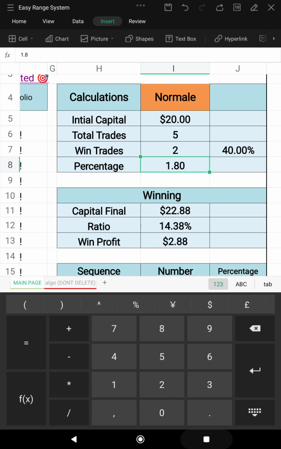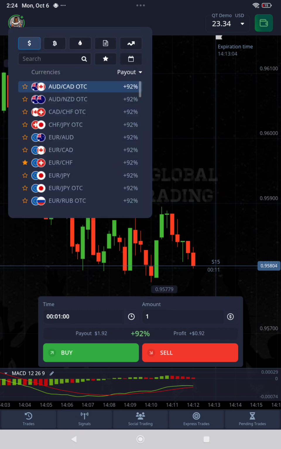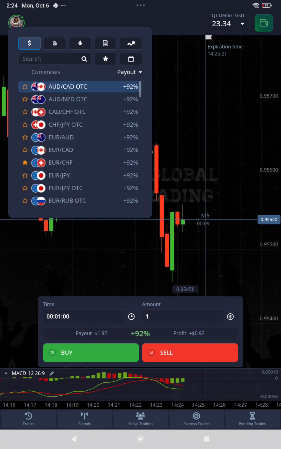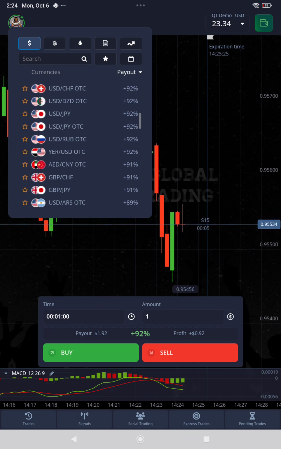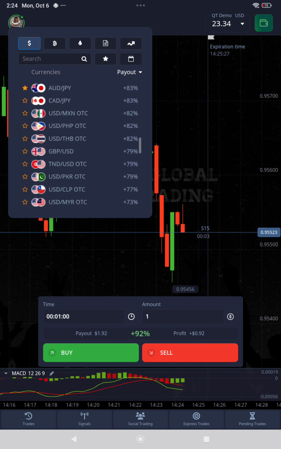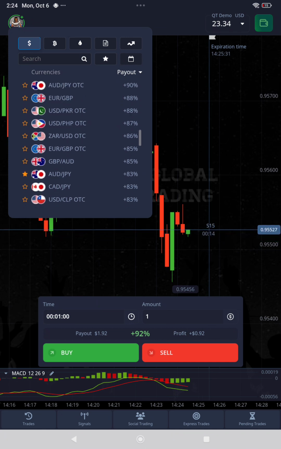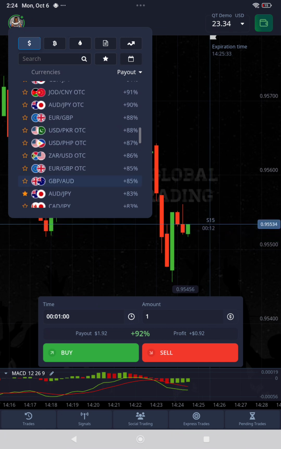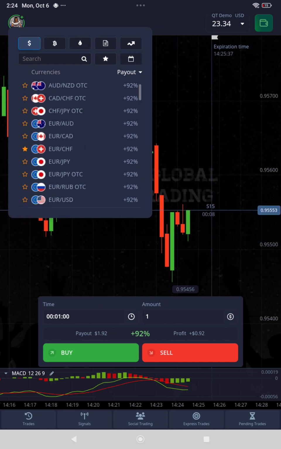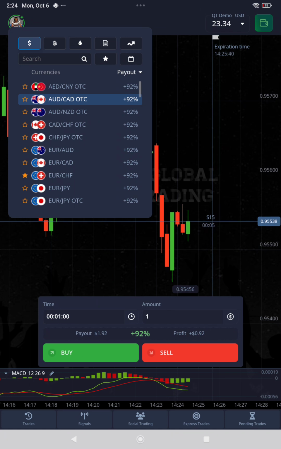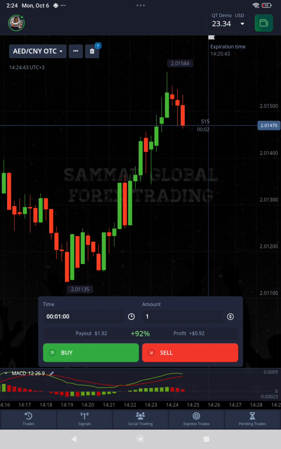180 means when you come here to binary, for example, and come to any pair, you see the payout. This is where the 80% is. So do not take any trade below 80%. Do not take any trade below 80%. At least try to be above 85, 90, 92. You can even take the highest, for example the highest trade like this one with 92%.